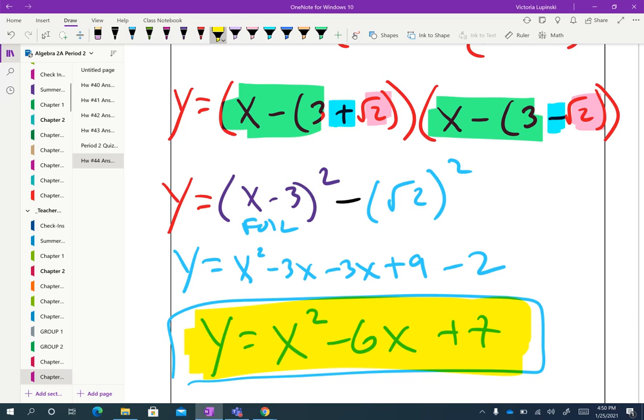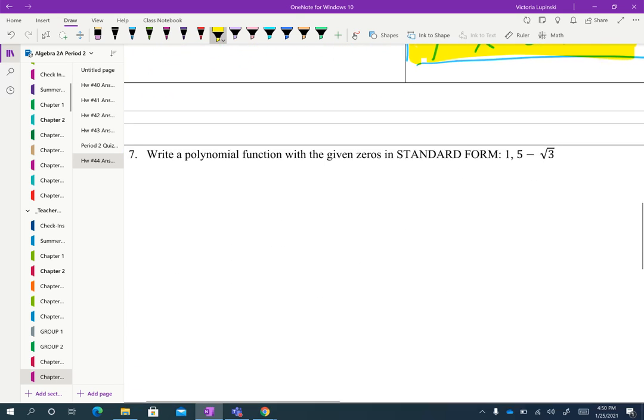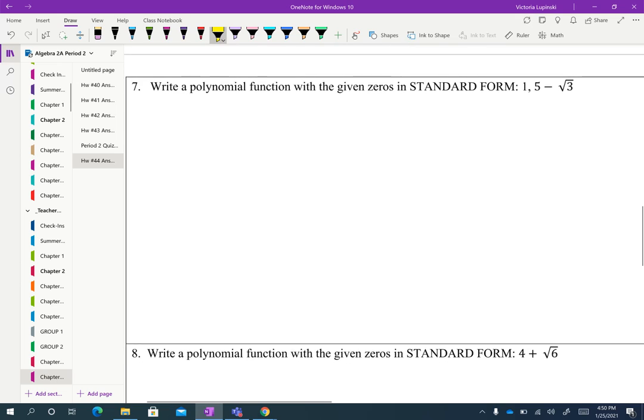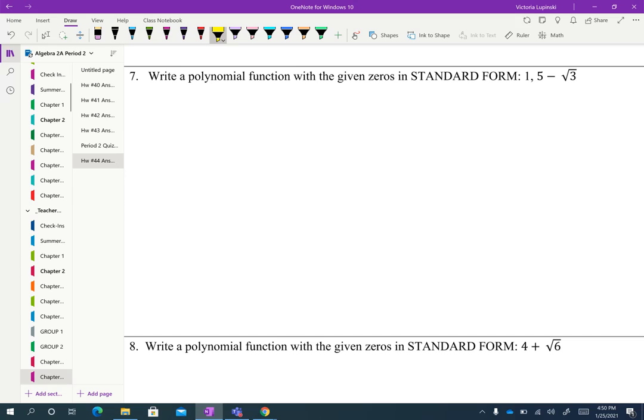Just note here, this is only a quadratic because there were only two solutions. And as hard as it's going to get, the most you have to be able to do is number 7, which is where you have to be able to do it not just for 2 solutions, but also for 3 solutions. So again, notice the first thing I'm giving you here is just a regular old 1. So if I'm talking about a regular old 1, I automatically know that I need x minus 1. Then remember that this 5 minus radical 3 has to stay together.